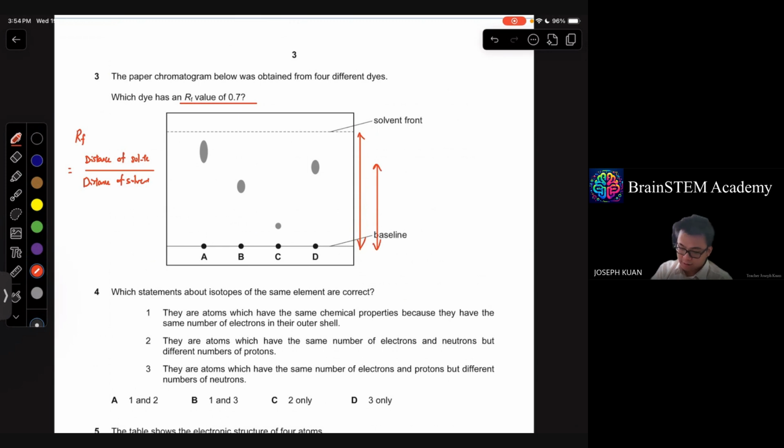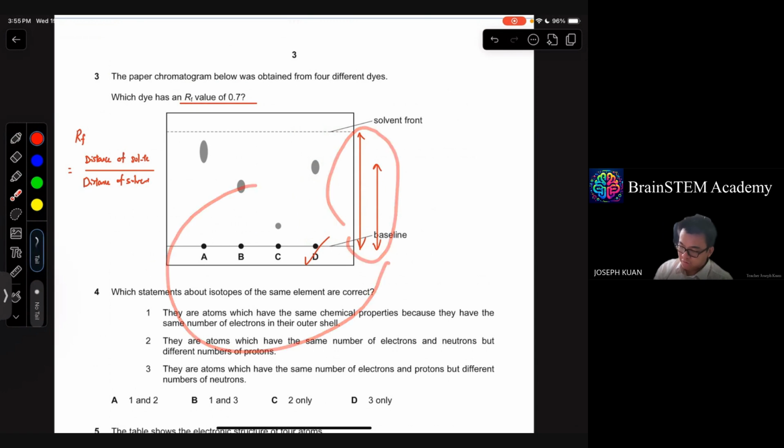And from here, we see that this spot D is traveling roughly 7 out of 10 of the distance from the baseline to the solvent front. So it's our D, all right, that has an RF value of 0.7, which is 7 out of 10, roughly 70% of the distance traveled by the solvent. Or you can use the formula, measure the values here, and then use it to find the RF value.